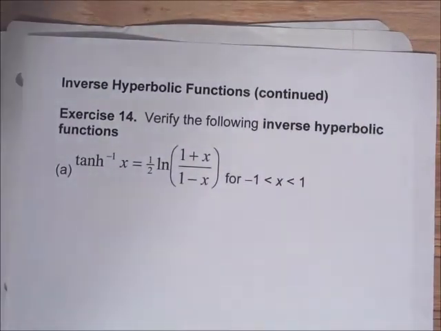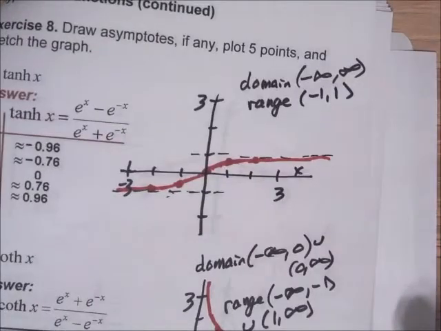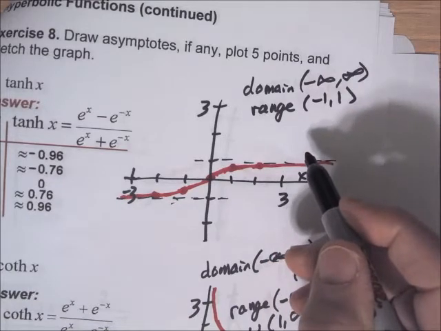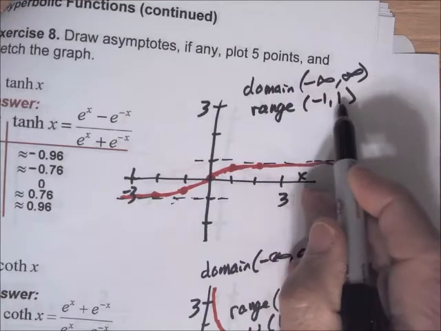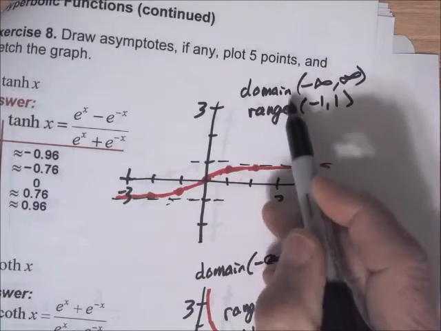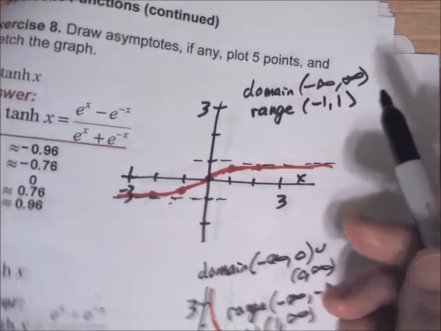I'll do one for the inverse tanh. So tanh, let's take a look at the graph. Tanh is invertible, but it's a one-to-one function. We don't need to restrict the domain, but you notice the range of the tanh is -1 to 1. And when we compute the inverse, the domain and range switch. So the domain of the inverse will be -1 to 1. The range will be minus infinity to infinity.